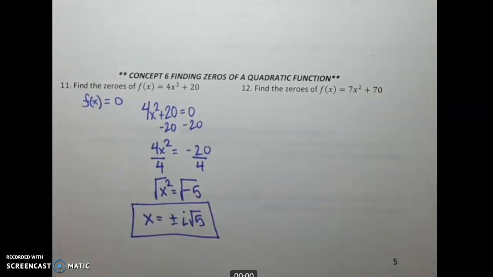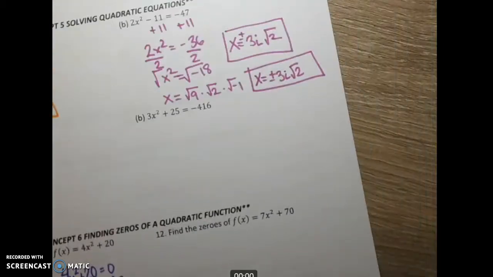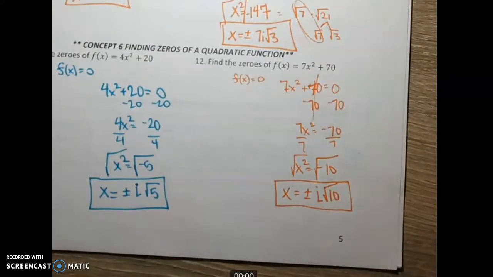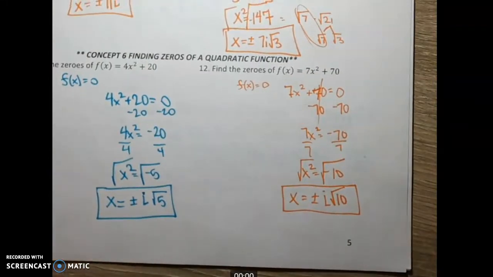Number 12 is for you to try. Give it your best go. Take your time. And pause now. So I am going to show the answer here. Alright, the answer for number 12, x equals positive and negative i root 10.